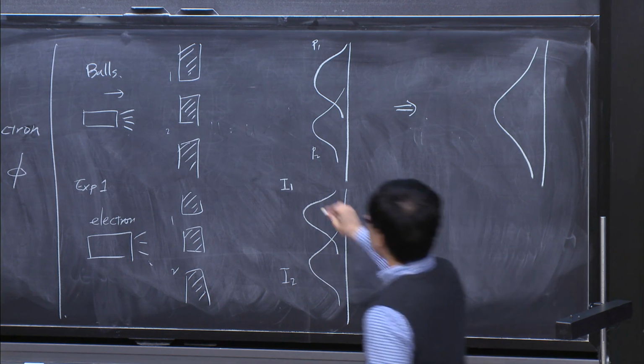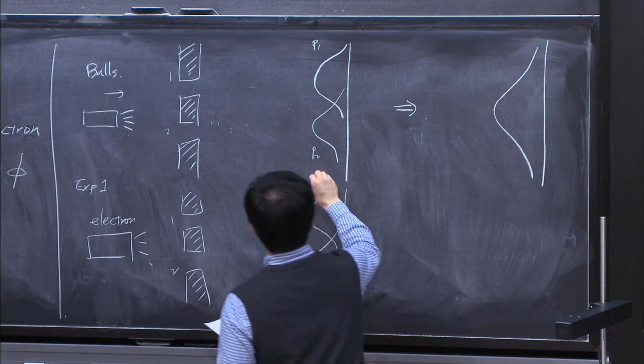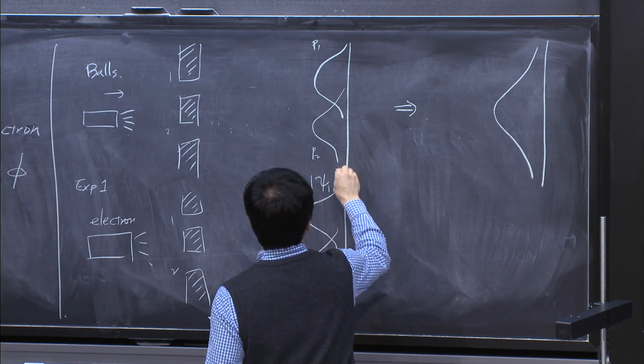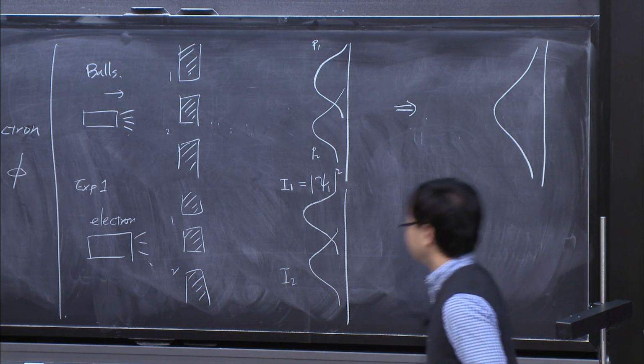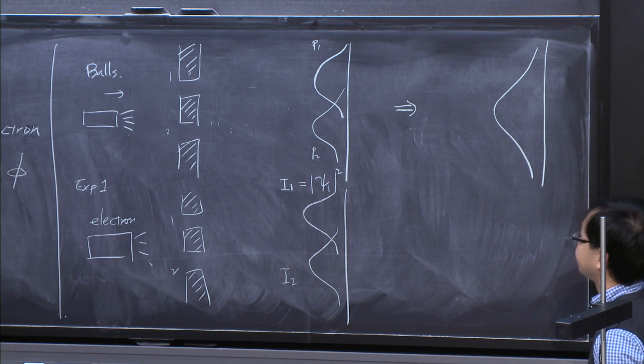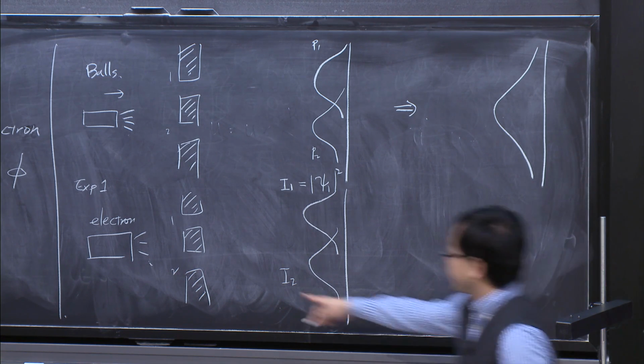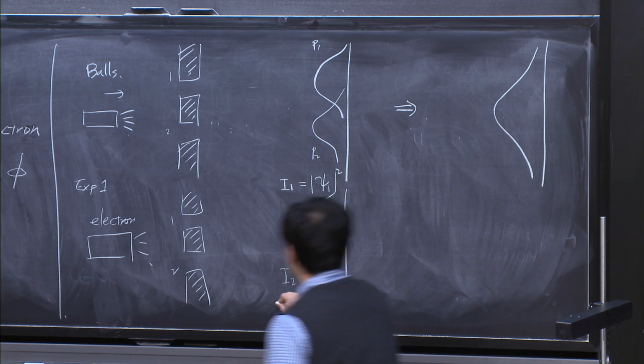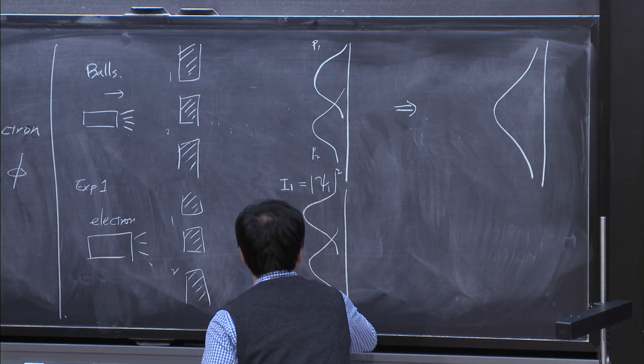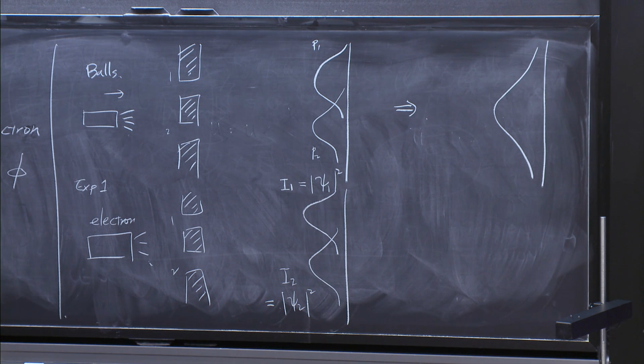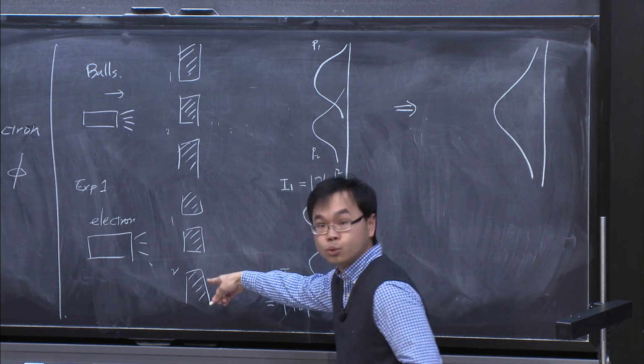And of course, I can always write this I1 as some wave function psi1 squared, right? And I can always write this I2, which is the intensity as a function of position of the electron coming from the second slit, as psi2 squared. In the case of light, it's actually just proportional to the electric field, right?